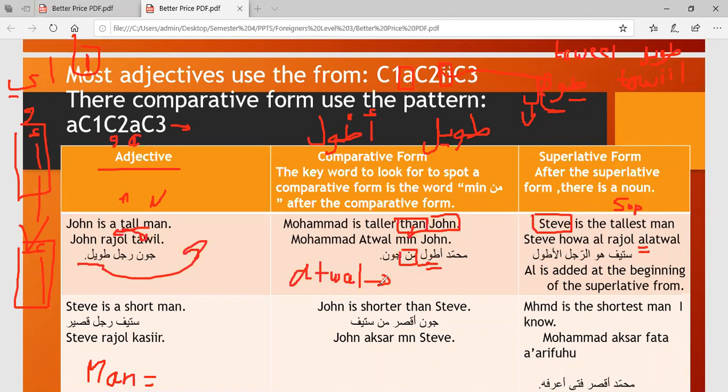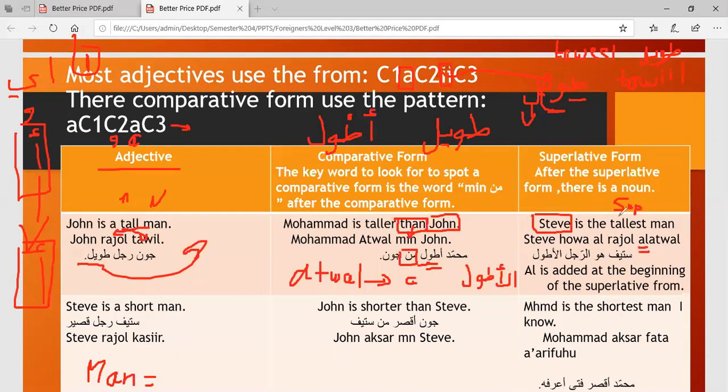الأطول رجل. الأطول, so in the superlative I add L to it. So this is أطول, okay, in the comparative form. To make it superlative, just add a and la. Clear? So L is added at the beginning of the superlative form.